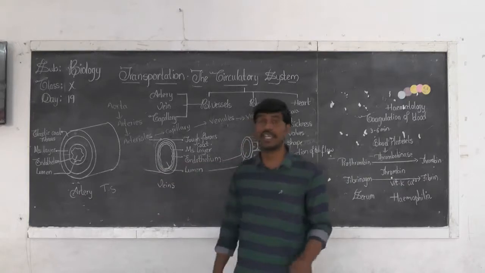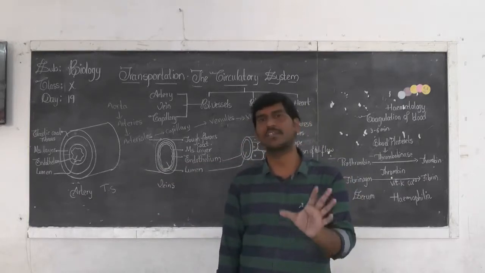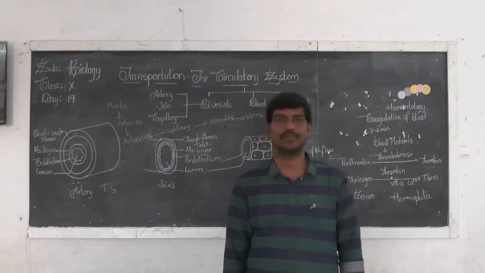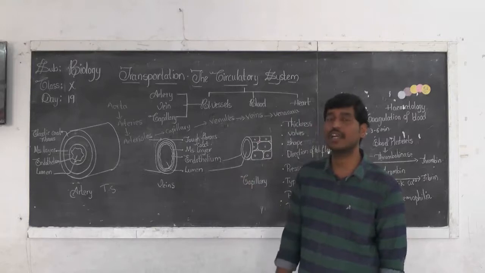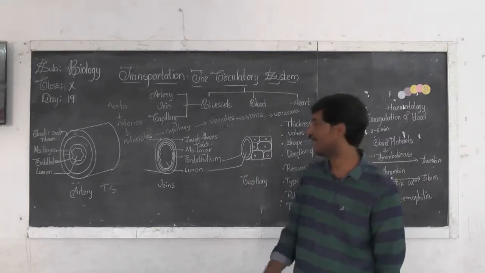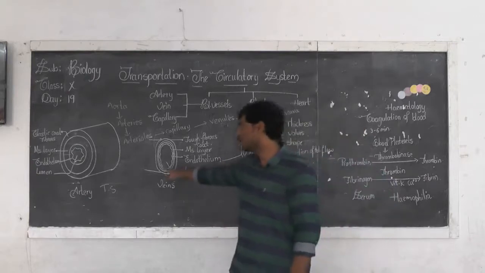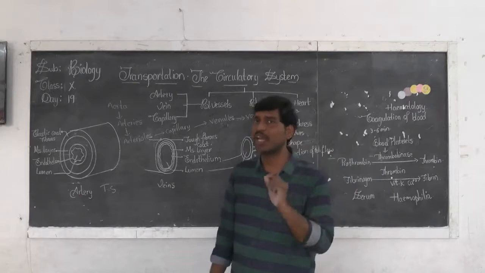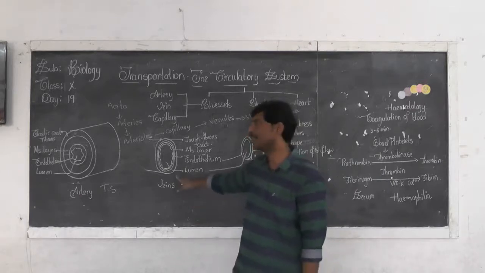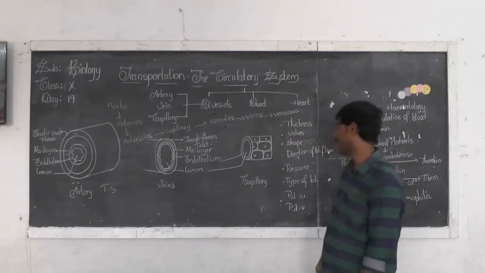Arteries can retain their shape, they will be like that only, even when blood is not there. Even though you draw the blood out, arteries can retain their shape. But veins collapse. Why? Because the muscle layer is very thin. So veins collapse, whereas arteries can retain their shape.